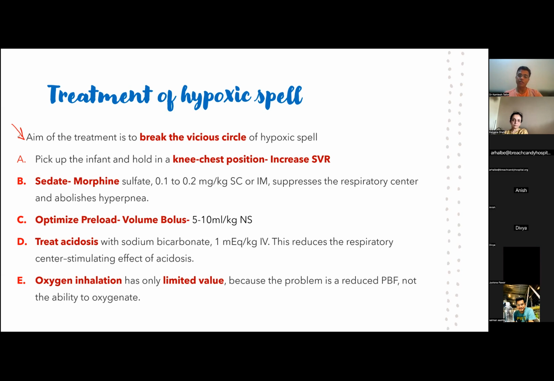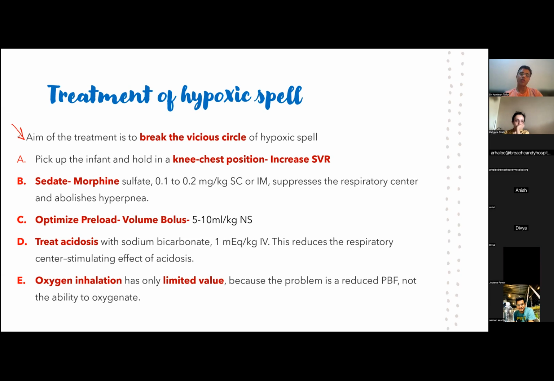How will the knee-chest position help? It will increase the systemic vascular resistance, which will reduce the right-to-left shunt and break the cycle. Second, the child will be very irritable, so one has to give sedation. The drug of choice for sedation will be morphine 0.1 to 0.2 milligram per kg subcut or IM, which will suppress the respiratory cycles and abolish the hyperapnea.